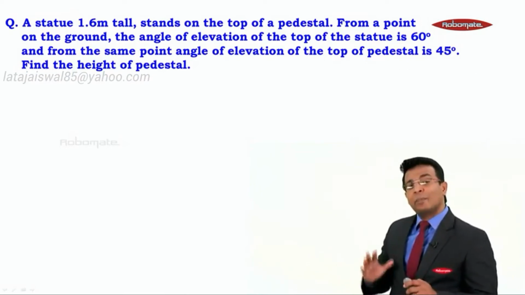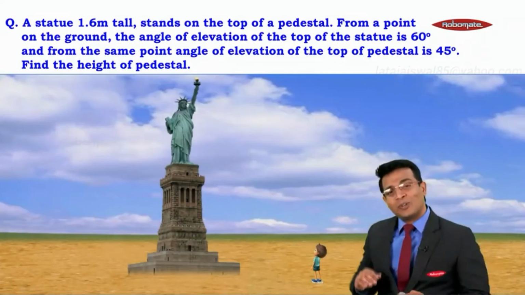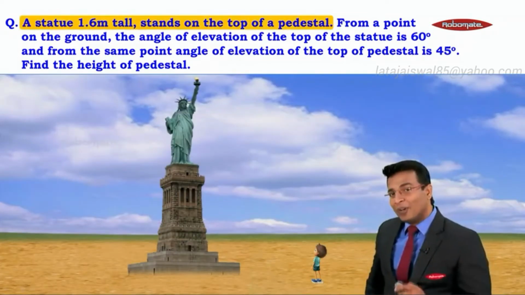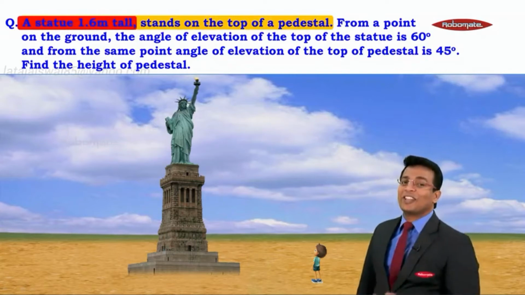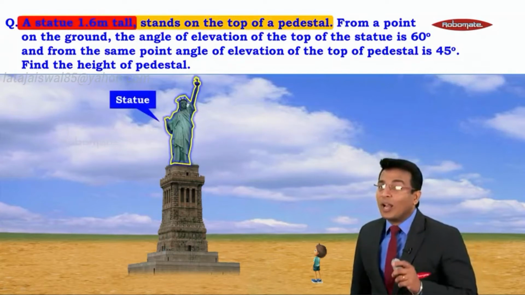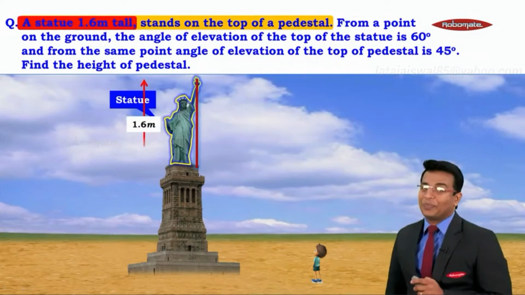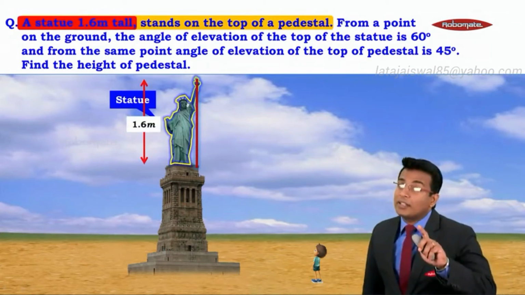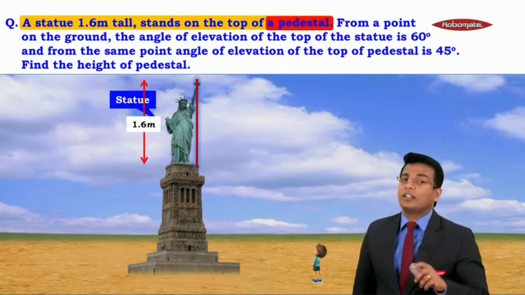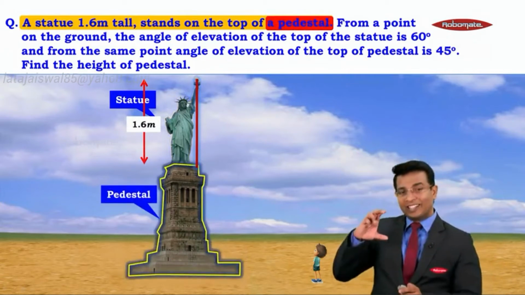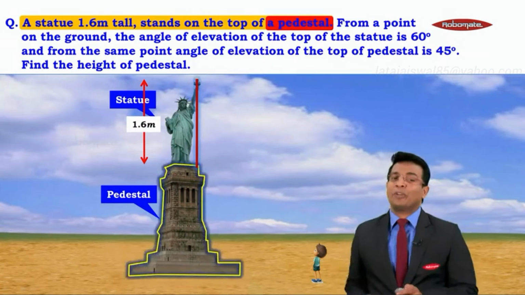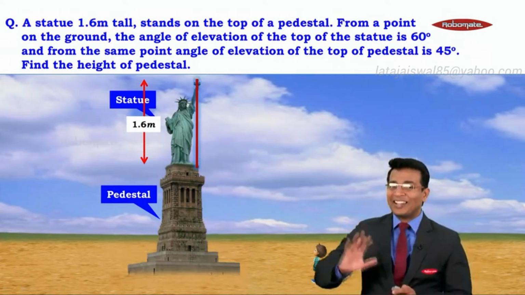What it says is there's a pedestal and a statue on it. Let's observe very carefully. When you see that a statue 1.6 meter tall, you see there is a statue there, right? And it is 1.6 meter tall, is given to you, and this stands on the top of a pedestal. Now the pedestal is nothing but the part which you see below that. So that's the pedestal. On the top of that, there's a statue 1.6 meter tall. This much is clear, right?